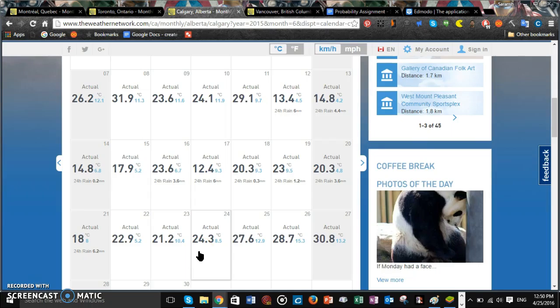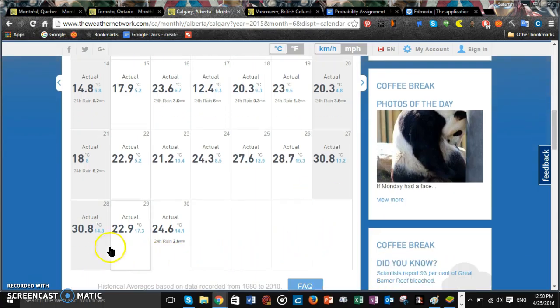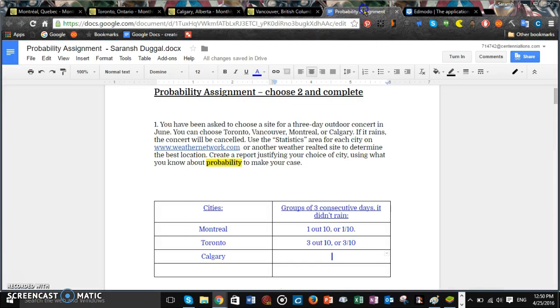So that's a third group. And 25th, 26th and 27th it did not rain, so that's a fourth group. And 28th and 29th it did not rain, but 30th it rained, so that cancels out the 3-day streak. So there are 4 out of 10 groups of 3 consecutive days it did not rain in Calgary.